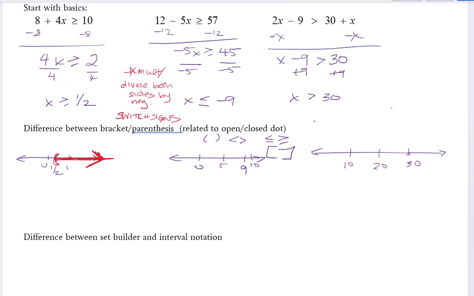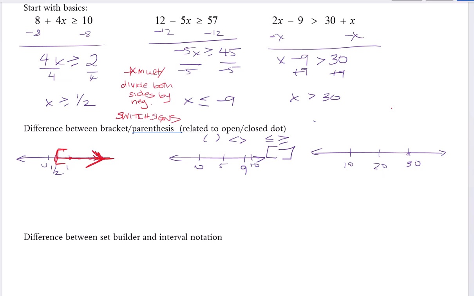And then what we're going to do, because it is equal to, excuse me, we're going to put a bracket on the number line. You get that matched up right there. Okay, so that's the way we're going to represent the number line.